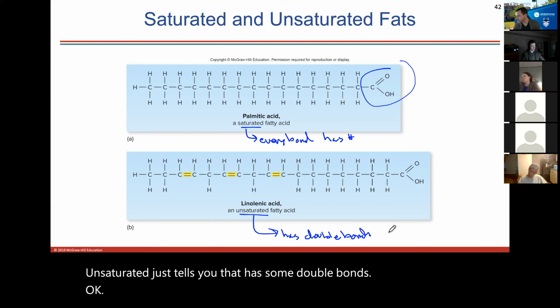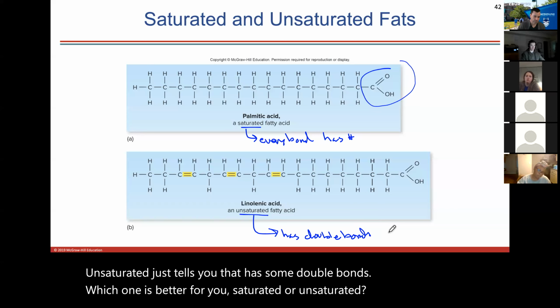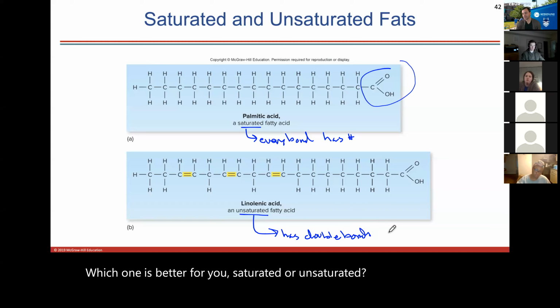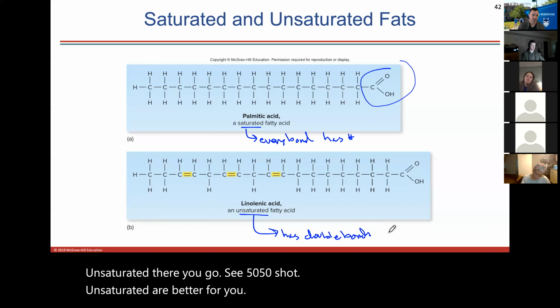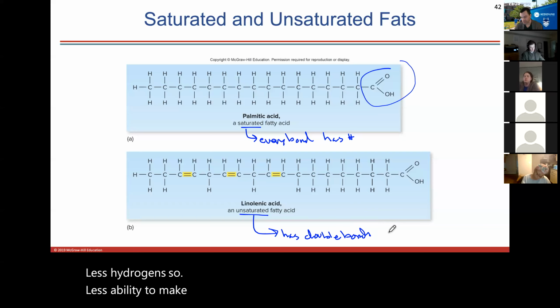Which one's better for you, saturated or unsaturated? Unsaturated. There you go. See, 50-50 shot. Unsaturated are better for you. Less hydrogens, so less ability to make energy. Remember, fats provide 9 kilocalories per unit of energy.